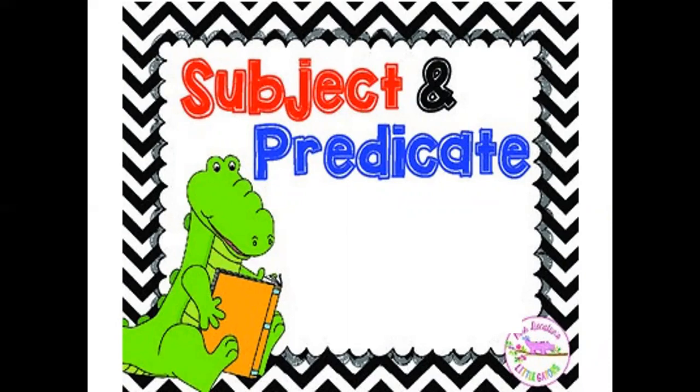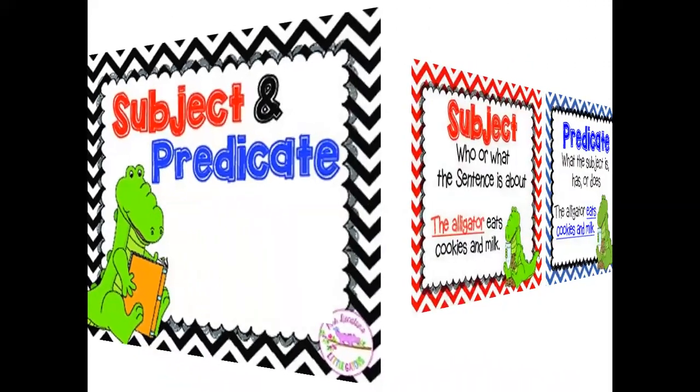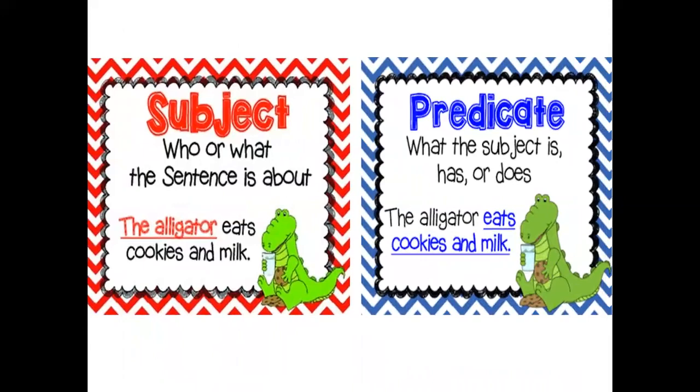So don't forget all the words that state the action and condition of the subject. They tell us something about the subject. So let's look at here the subject, who or what the sentence is about, the predicate, what the subject is, has or does. The alligator eats cookies and milk.